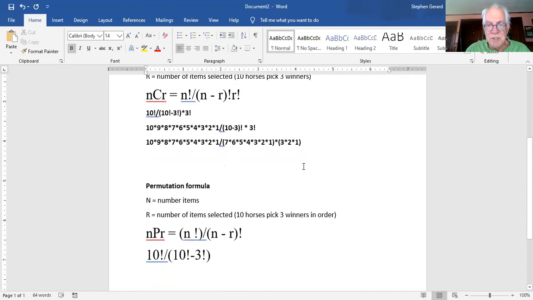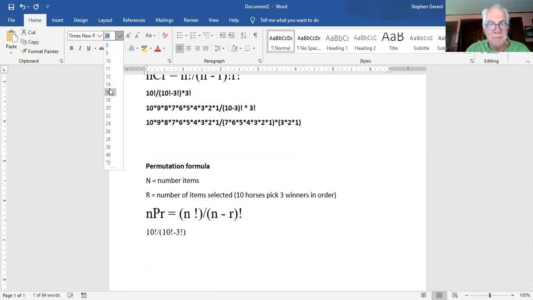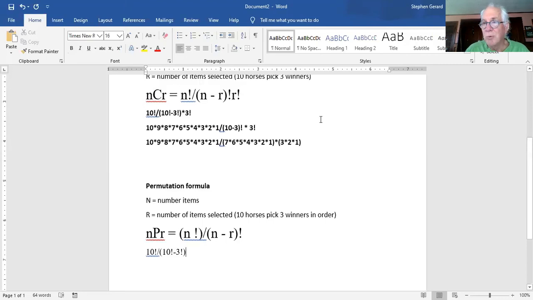Now, permutation, which is different than that, is doing the same sort of thing, but this time it's done in how many of those things come up in order? That is, up here, I might say one combination is horse number 1, horse number 2, and horse number 3. But what would fit here is also horse number 3 plus horse number 2 plus horse number 1, or horse number 2, horse number 3, horse number 1. Those are all different combinations.